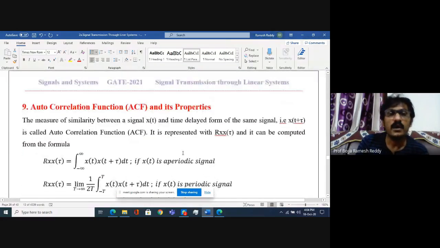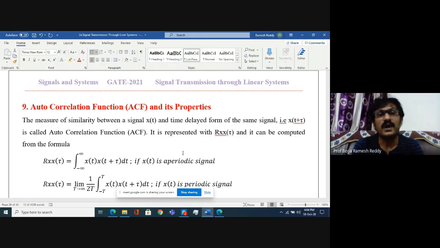Next topic is autocorrelation function and its properties. It is another important topic. You may get questions on this in competitive examination. Autocorrelation function. What is this autocorrelation function?